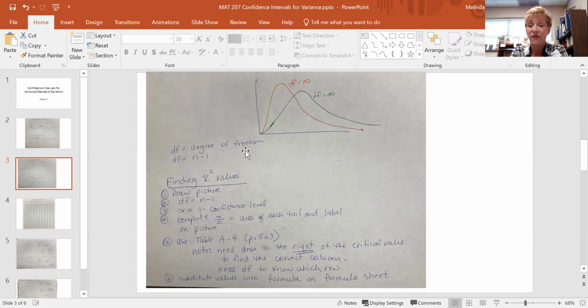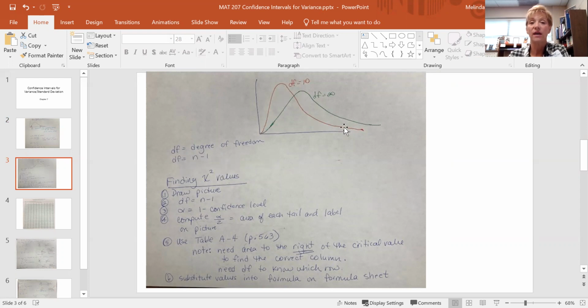But you're going to have to find something called degree of freedom. And it's simple. All you do to find degree of freedom is n minus 1. Remember, n's your total. So whatever your sample size is, you subtract 1, and that's going to be your degree of freedom.